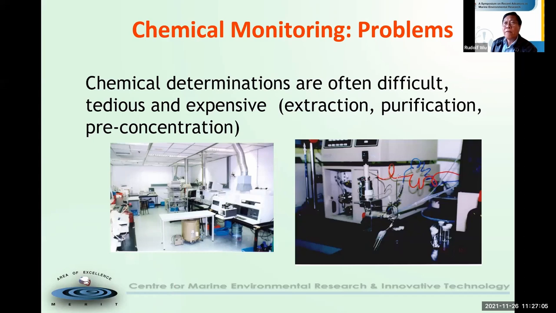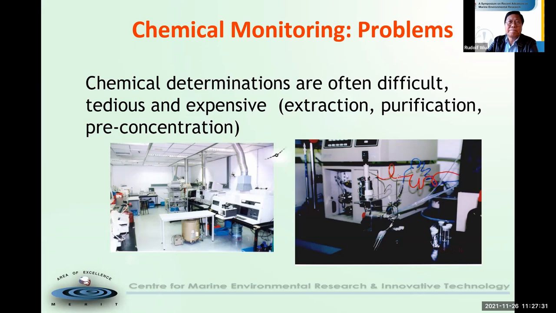Just like the case of dioxin, or even for metals, you have to extract them from the water. Afterward, you have to purify them, and then concentrate them until they are at a measurable concentration. And then, before you inject into your GC or LC or ICP, that involves a lot of work, very tedious, lots of money.